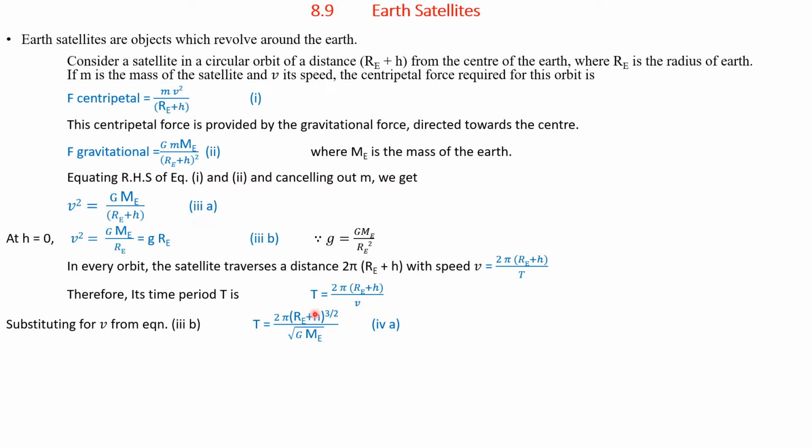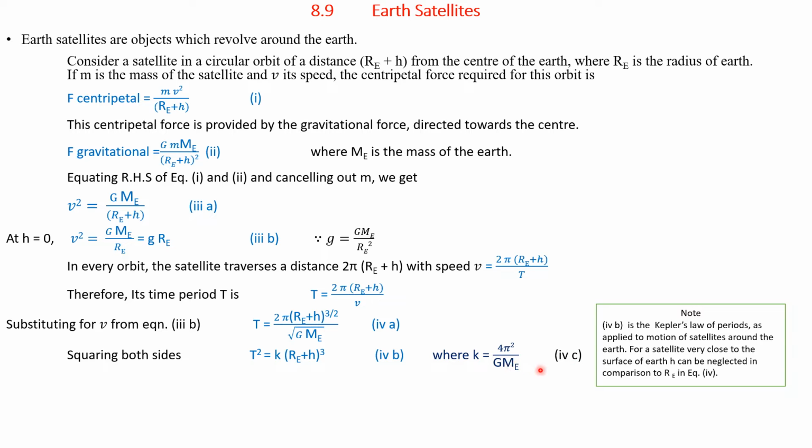Please substitute for v square from equation 3a and you can simplify this equation. You will get this relationship 4a. Squaring both sides of equation 4a, we get T square is equal to k into Re plus h whole cube. Let it be equation 4b. Here k is a constant equal to 4 pi square divided by G ME, that is this term in the denominator. Let it be equation 4c.